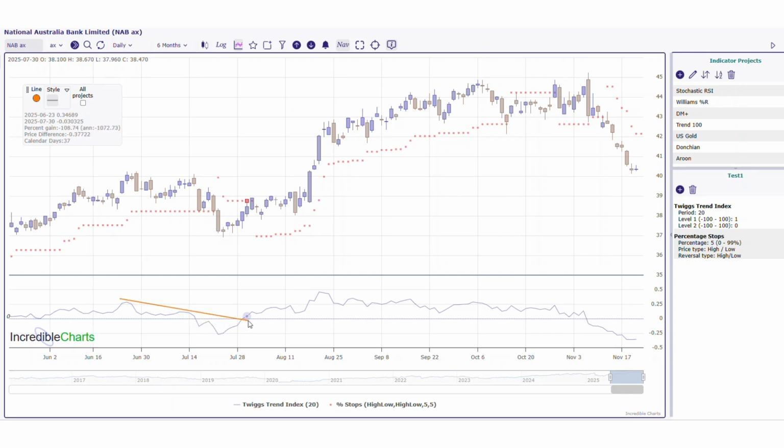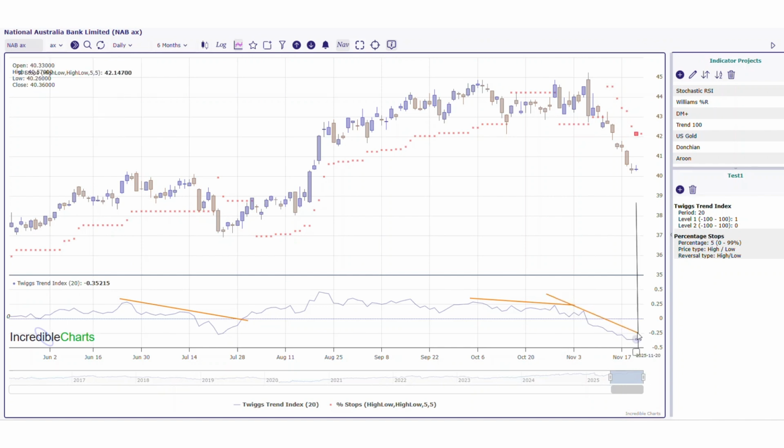So we can see here we have a bit of a downtrend there, and since October we started to get a downtrend on that. Okay, so let's just take a buy signal. We'll take the buy signal that got hit here on the 31st of July, and the stop was plotted at 5% below the high of the day.